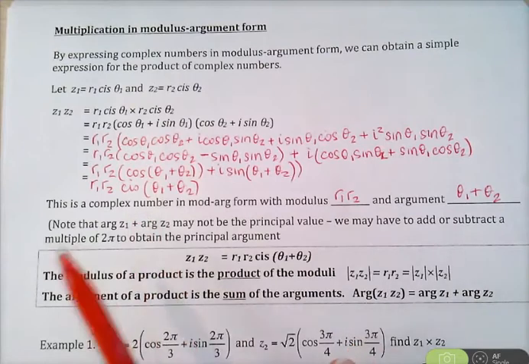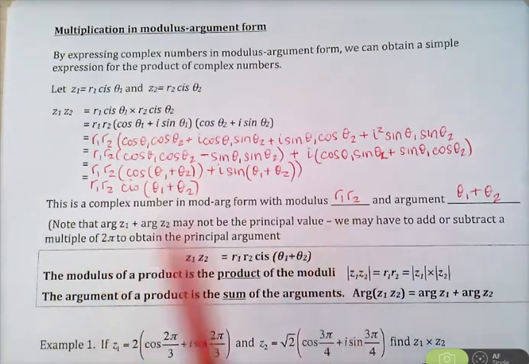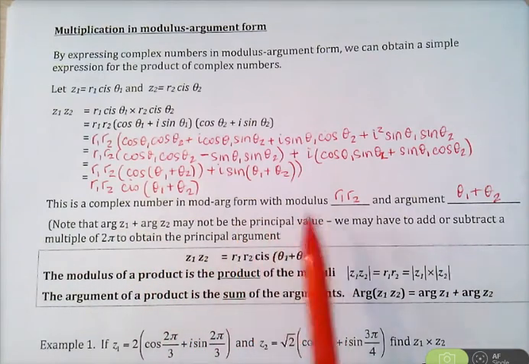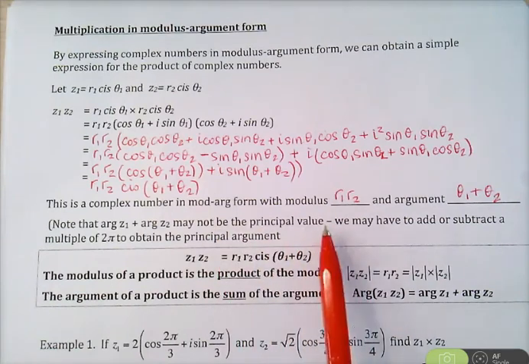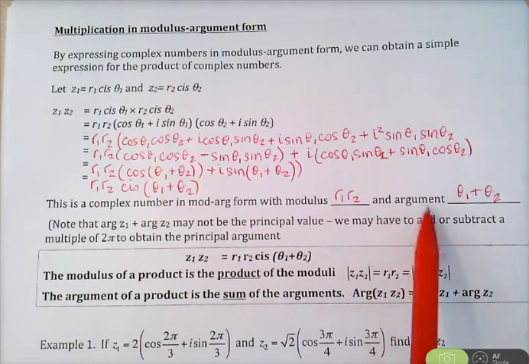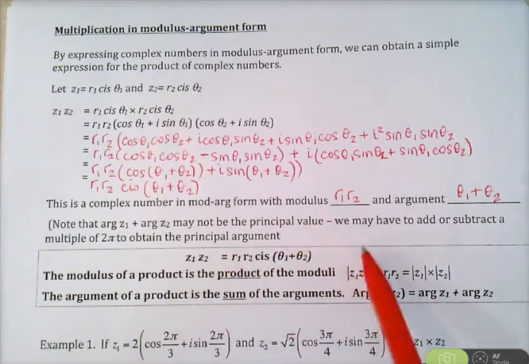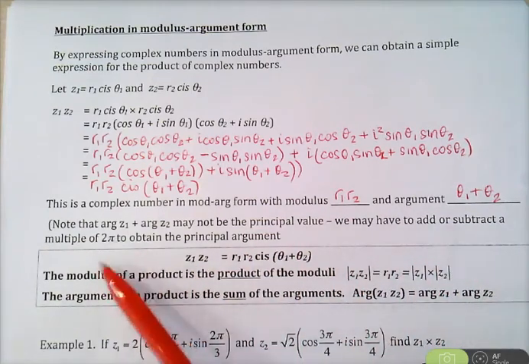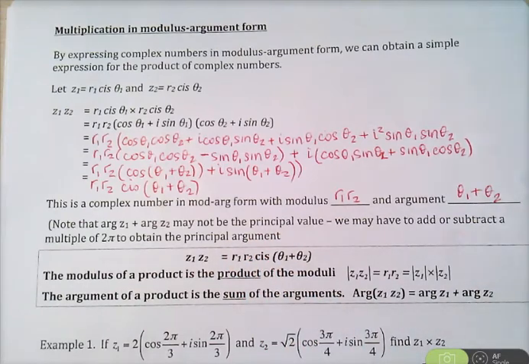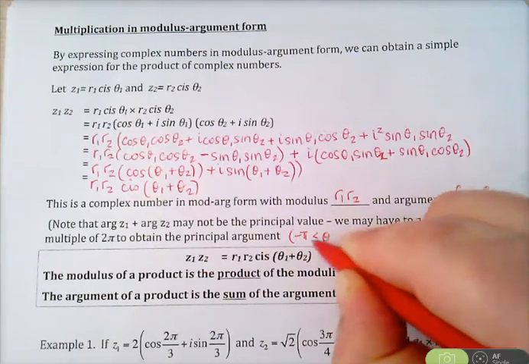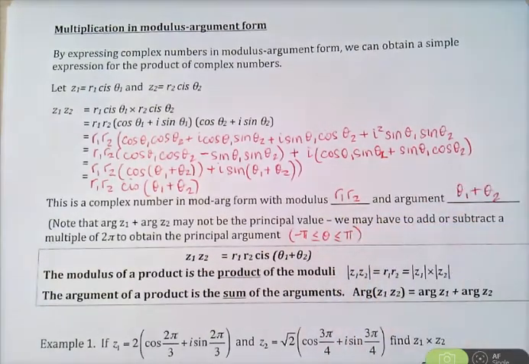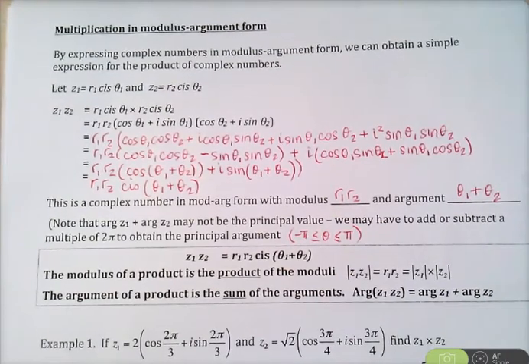So note that when we add theta 1 and theta 2 together, we're sometimes going to get a result that is bigger than pi, or smaller than negative pi. So we'll need to add or subtract a multiple of 2 pi to obtain the principal argument, because the principal argument is always between negative pi and positive pi. Okay, so just keep that in mind when you're multiplying in mod arg form.